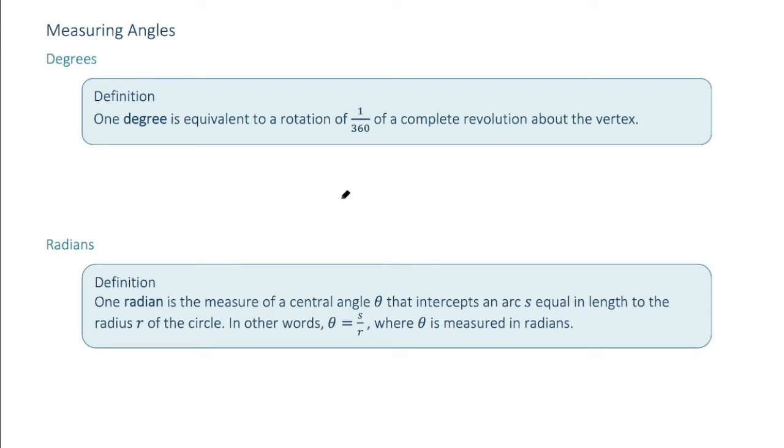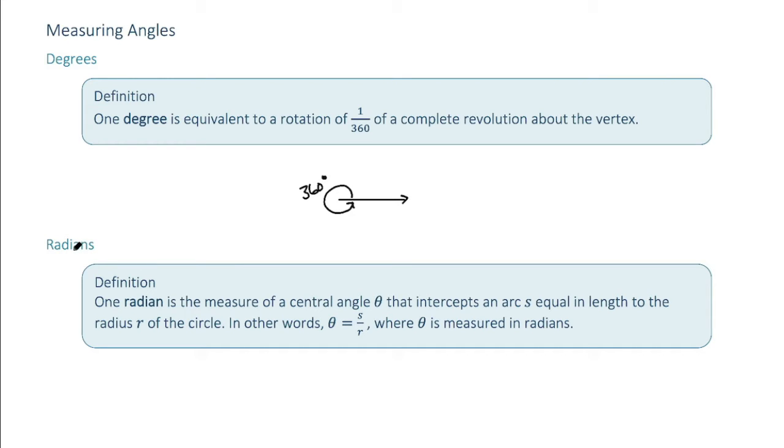So if I draw a ray and I start to rotate that, if I rotate all the way around, that's defined to be 360 degrees. I'll go ahead and draw that. This is 360 degrees. And so a degree is simply defined, of course, to be 1/360th of that.